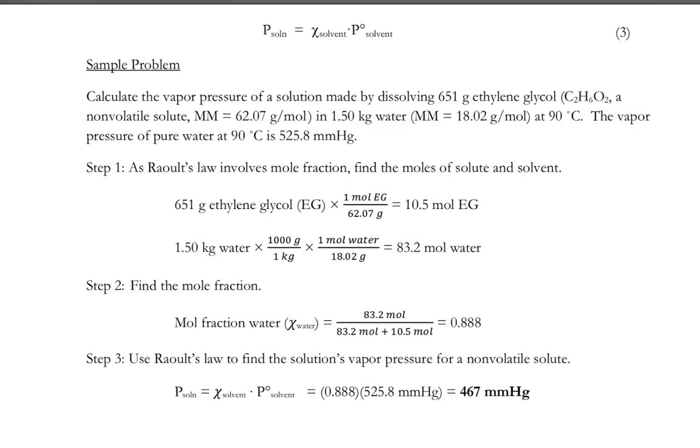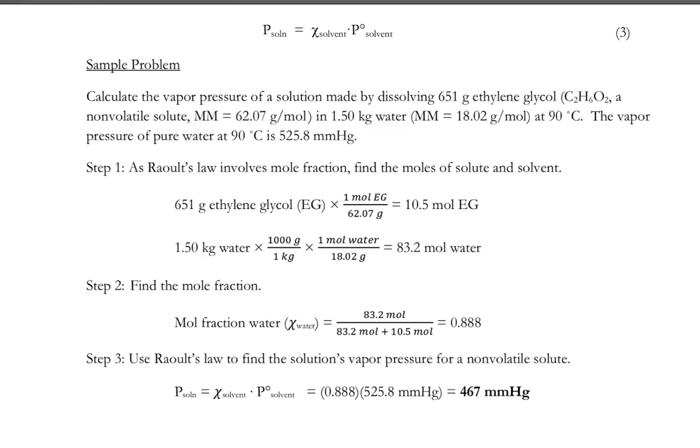So for the solute, we have 651 grams of ethylene glycol divided by its molar mass, 62.07 grams per mole. Notice the unit gram cancels out. Now we have moles of ethylene glycol, 10.5 moles.